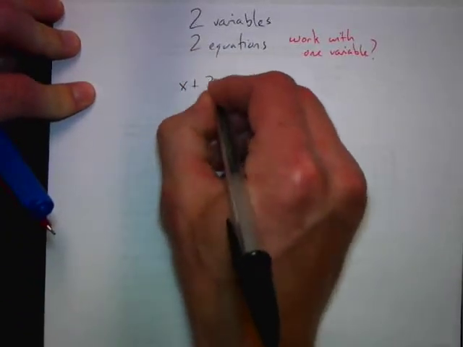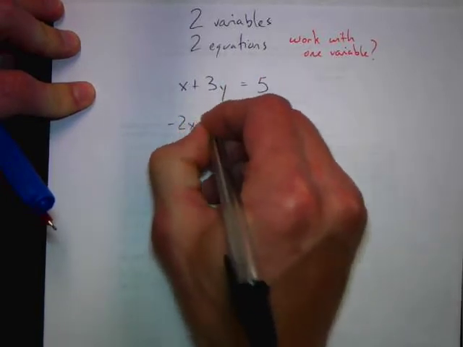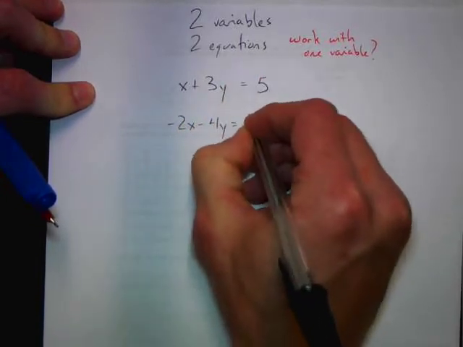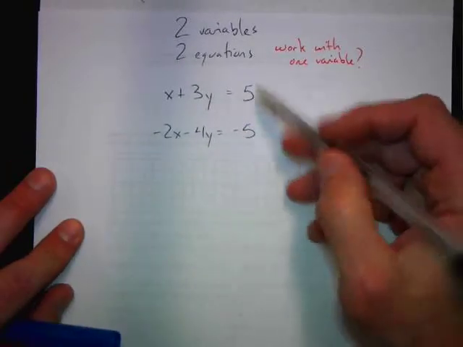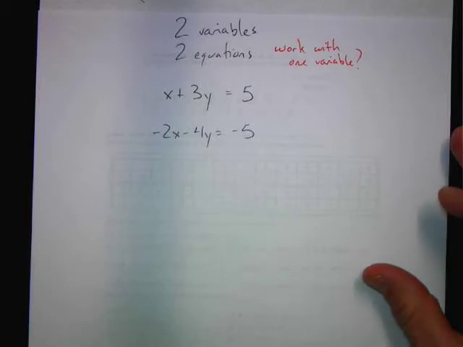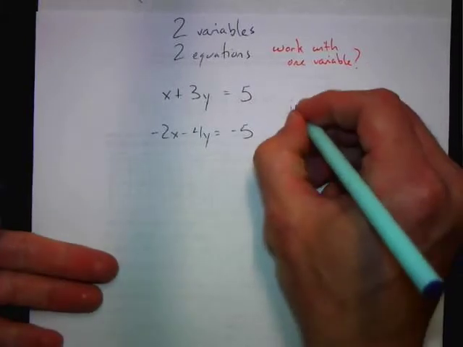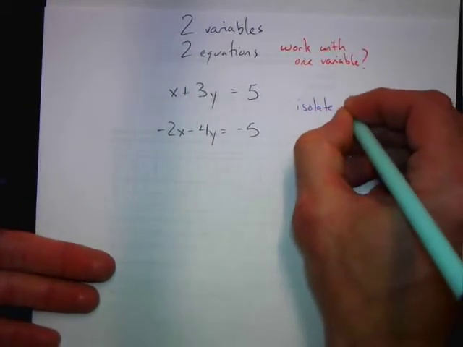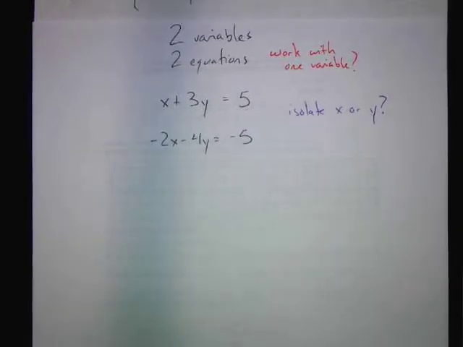So we have these two equations: x plus 3y equals 5, and -2x minus 4y equals -5. Now, is there a way that we can look at either one of these equations and get one of the variables by themselves? Can we isolate x or y? That's the question. Now, of course we can.